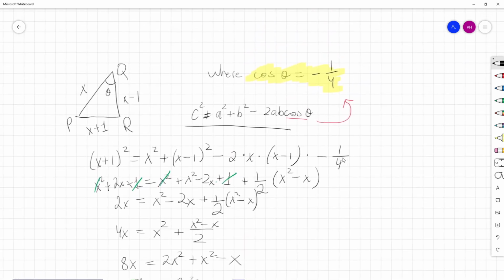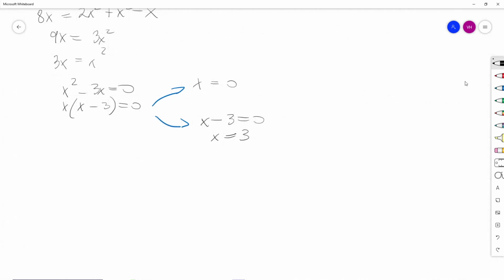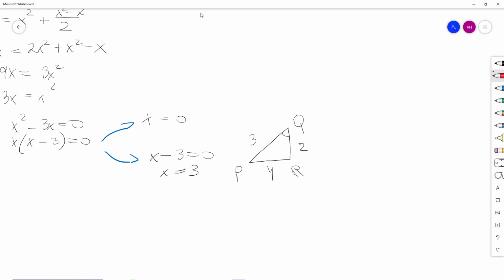So this way we have found the x in our triangle. So let's redraw this here and put in the values. Now, as you can see, I did not use x equals 0, and that is because we reject this solution since x cannot equal 0. If we have a triangle, one of the sides cannot equal 0, so this solution is rejected.